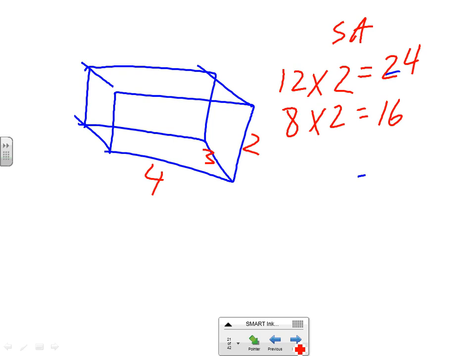And then the left and the right, what are their areas? 6. So that's 6 times 2, 12. So if we add that up to get the total surface area, that would be 40 plus 12, 52. 52 millimeters squared. And to find the volume, again, it's length times width times height. So 4 times 3 times 2 would be 24, would be the volume.